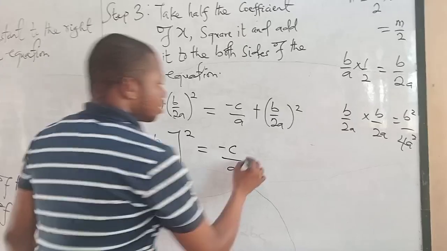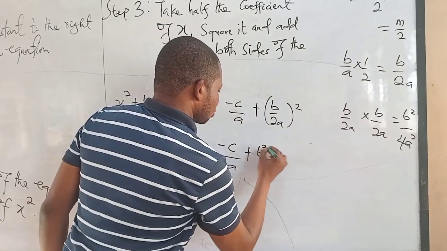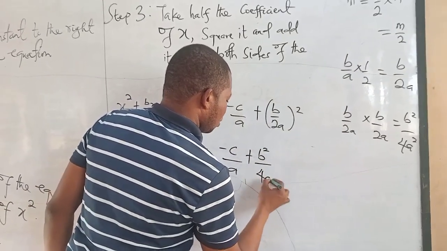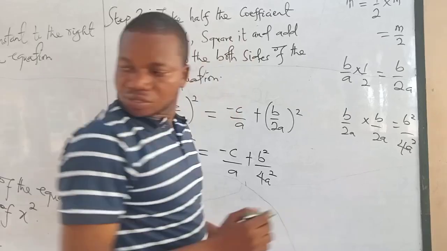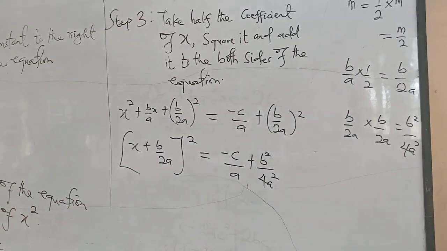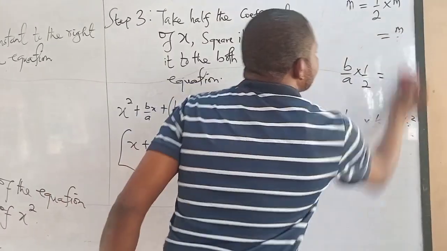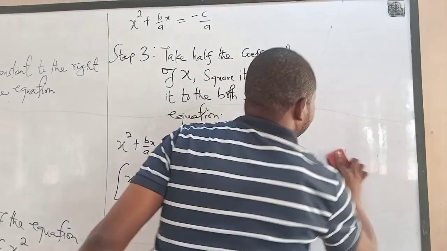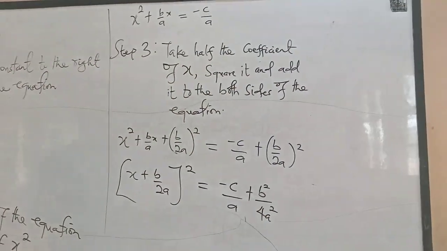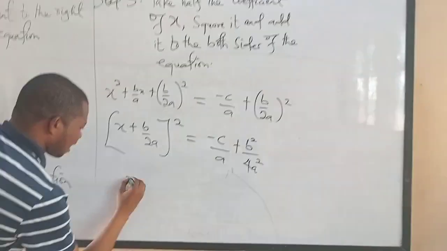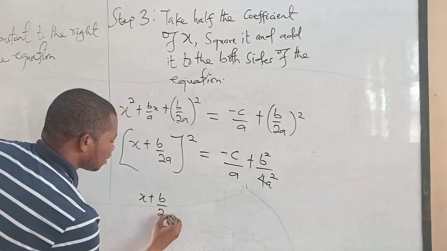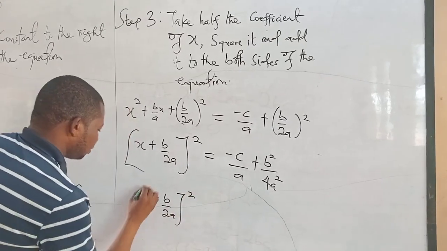Okay, so this one gives me b squared over 4a squared. That is what I'm going to have for that. Okay, so let's proceed. Now, having obtained this, I have x plus b over 2a all squared.